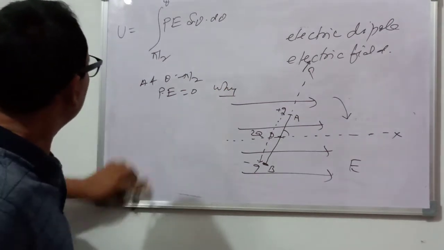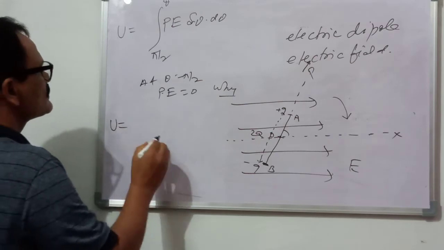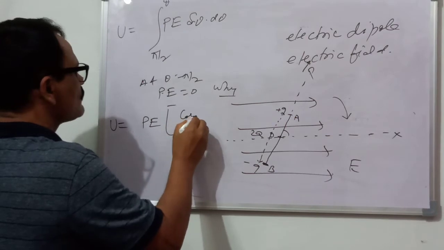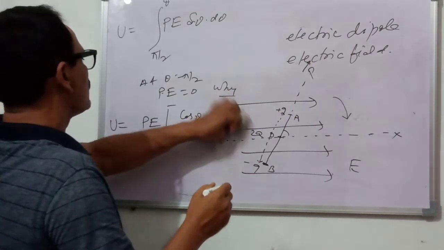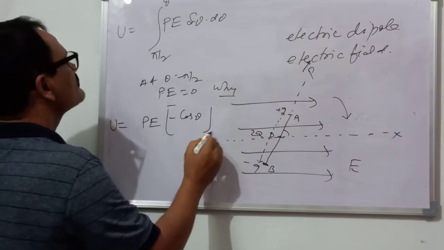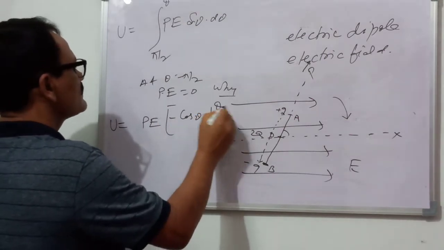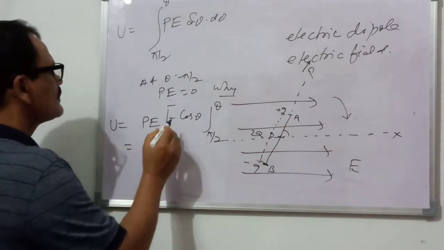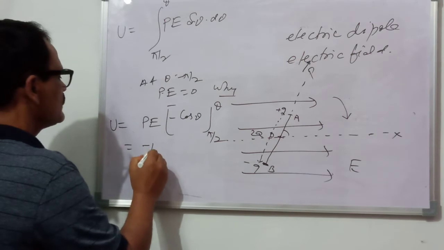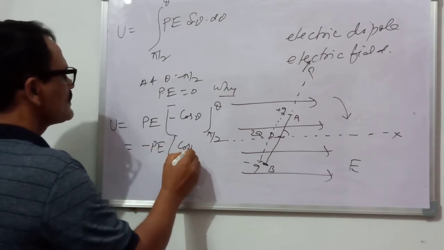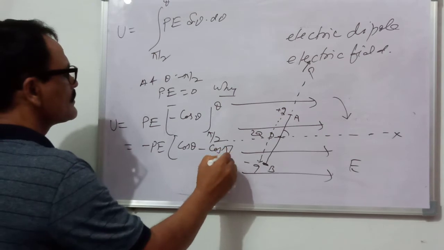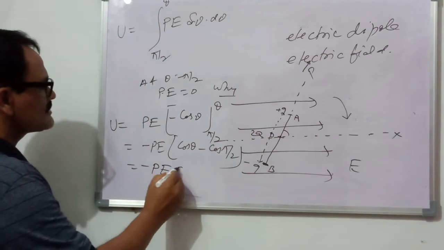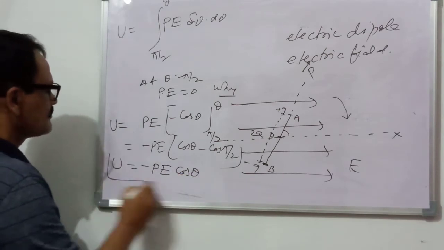So integrating this, U is PE, and integration of sin theta is minus cos theta, from pi by 2 to theta, and it is minus PE times cos theta minus cos pi by 2, and cos pi by 2 is 0, so it is minus PE cos theta, and this is the potential energy.